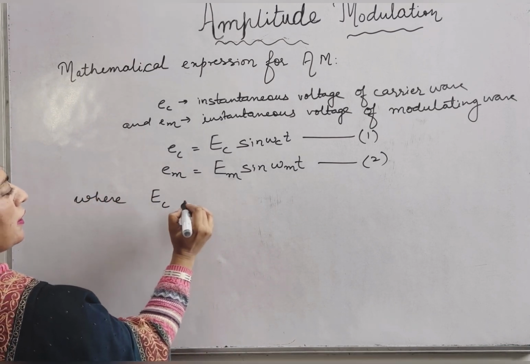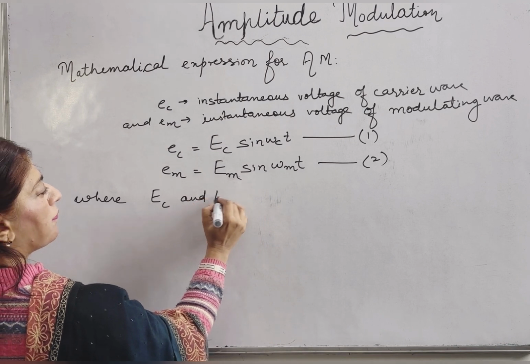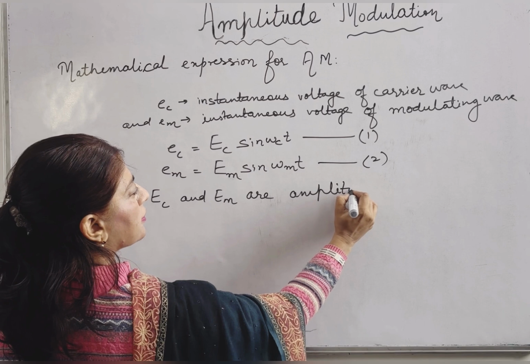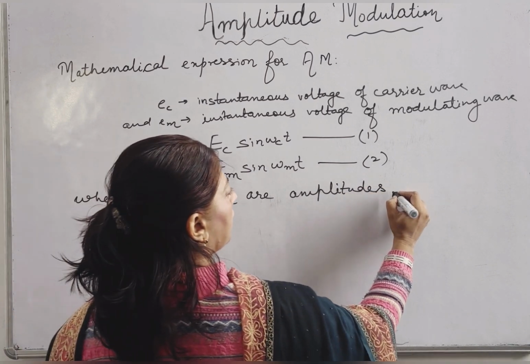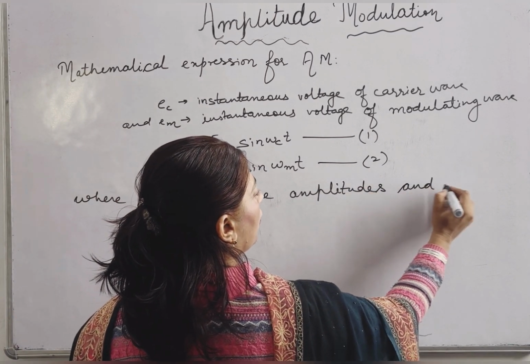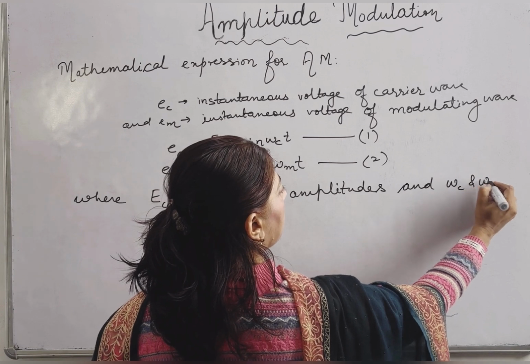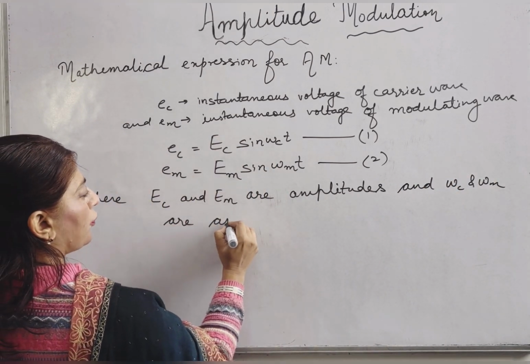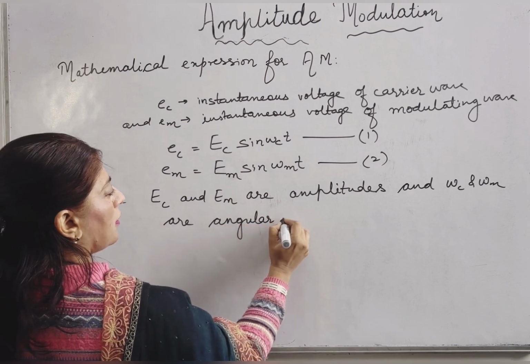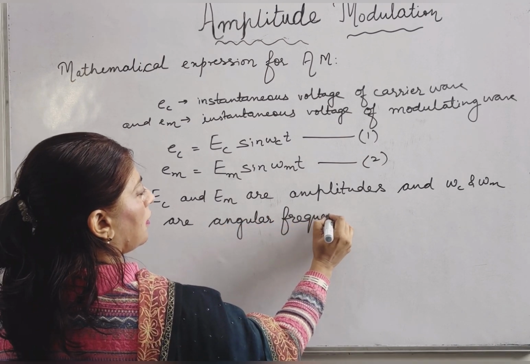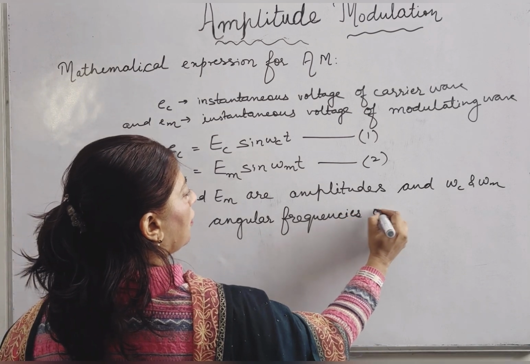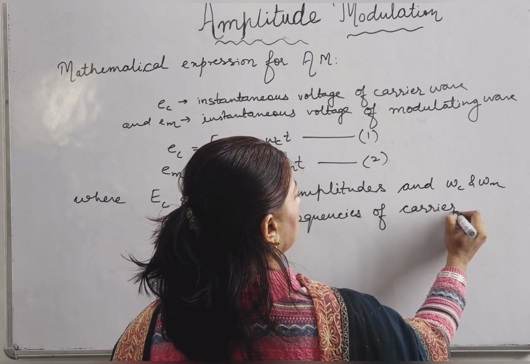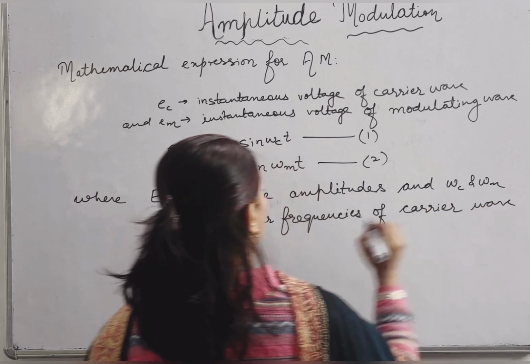Where EC and EM are amplitudes and omega C and omega M are angular frequencies of carrier wave and modulating wave respectively.